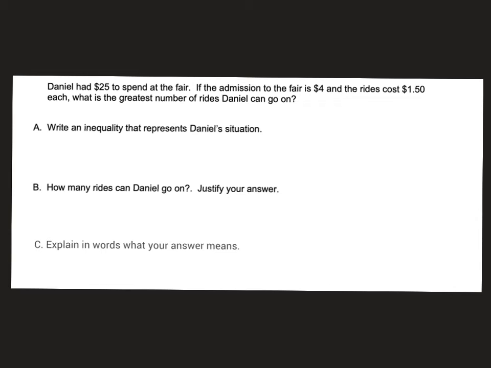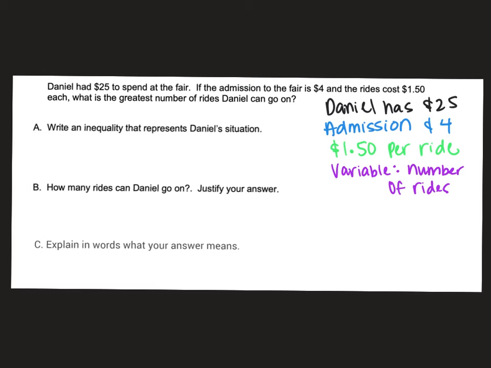Our first problem says Daniel had $25 to spend at the fair. If the admission to go to the fair is $4 and rides cost $1.50 each, what is the greatest number of rides Daniel can go on? A couple of things to note here. Daniel has $25. Admission is $4, it's $1.50 per ride, and then our variable would represent the number of rides.